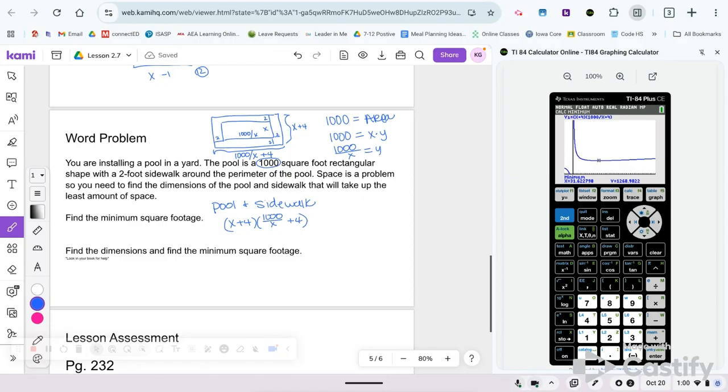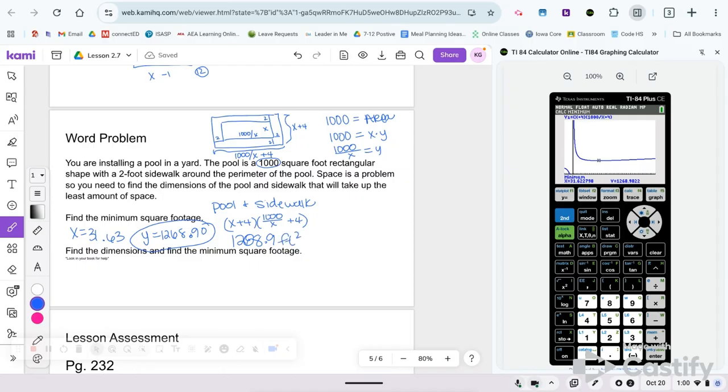Okay. X is 31.63 and Y is 1268.98. So the minimum square footage would be 1,268.9 feet.